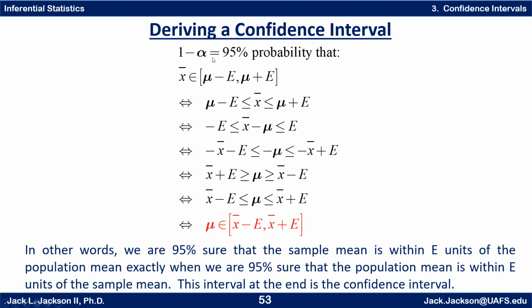So, in other words, we're 95% sure that the x bar is in this interval from mu minus e to mu plus e, exactly when we're 95% sure that mu is in this interval from x bar minus e to x bar plus e. So, we are 95% sure that the mean is in this interval.